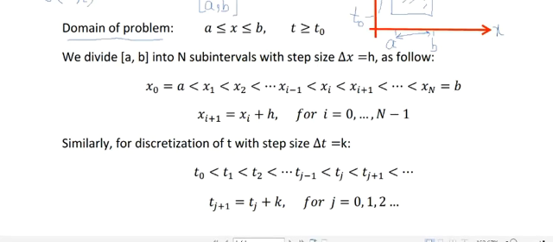We should discretize this domain of problem. Okay? Discretization is the expression that you will hear every time in this lesson.